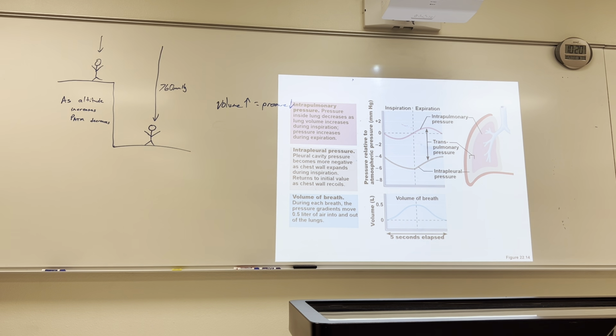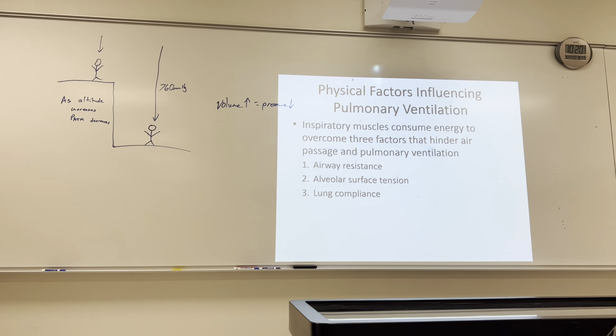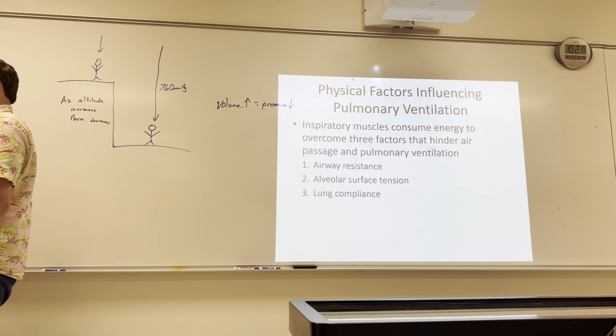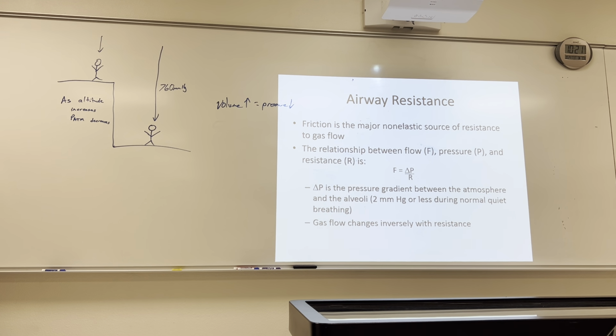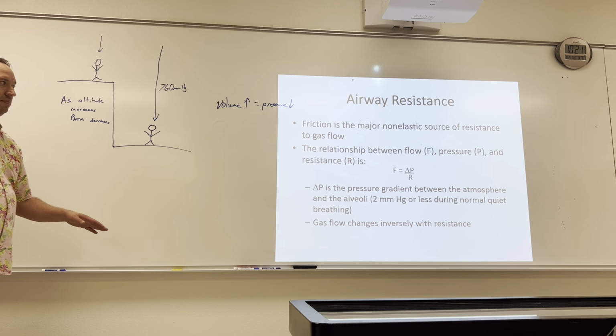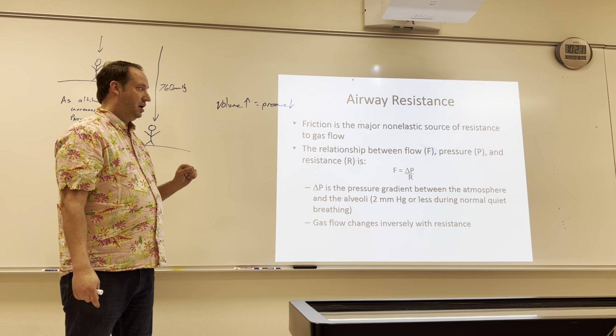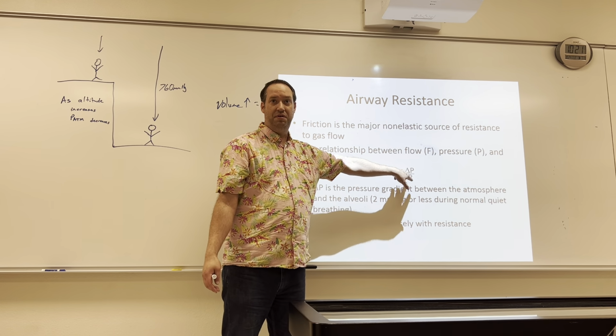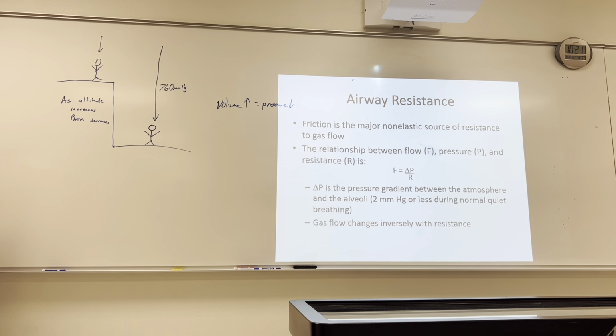Now, inhaling is an active process. It requires energy. The reason for that is that we're working against three things that work against air moving: resistance, surface tension, and compliance. Resistance is always the opposition to flow, just like it was in the blood. Just like with the blood, here's your rule for resistance: flow equals pressure gradient over resistance. Gas flow changes inversely to resistance. The more resistance you get, the less gas flow you get, right? It's the opposition to flow.